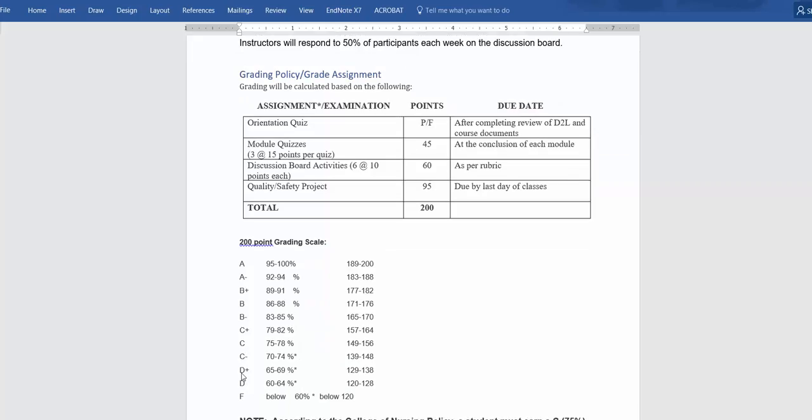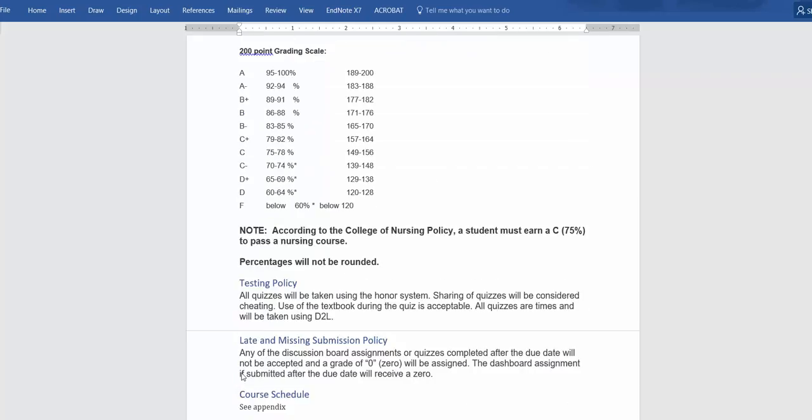This is just an overview of all the assignments. There's an orientation quiz. Just make sure that you read the syllabus and you're familiar with the course policies. That's pass-fail. You have 3 quizzes at 15 points apiece, so those are 45. Discussion board activities, you have 6 of those, one each week for the first 6 weeks. And then you have your quality safety project, which is the majority of your points, and that's 95 points for the course.